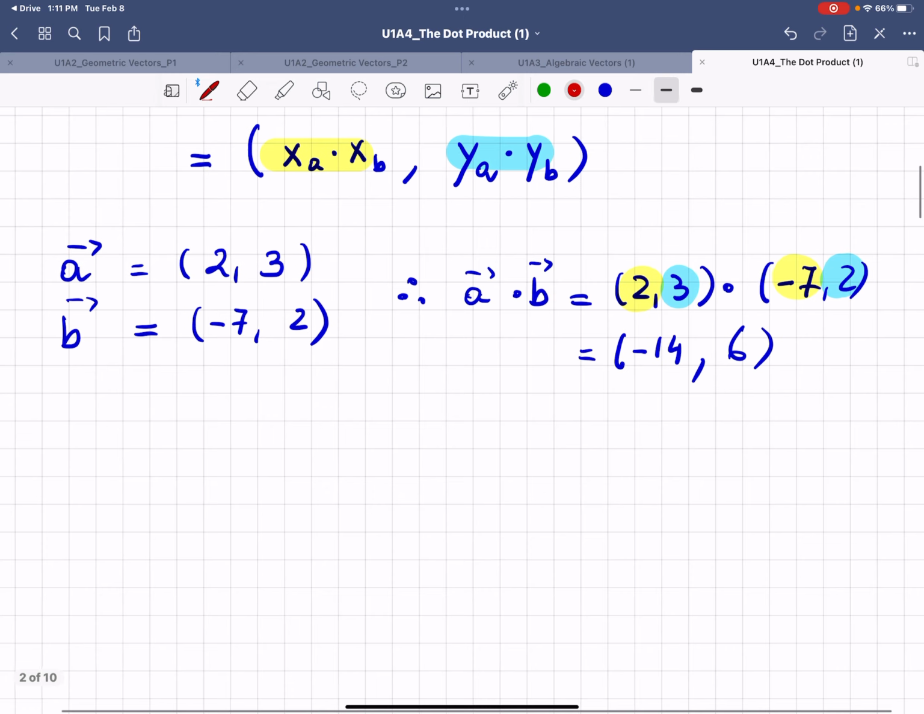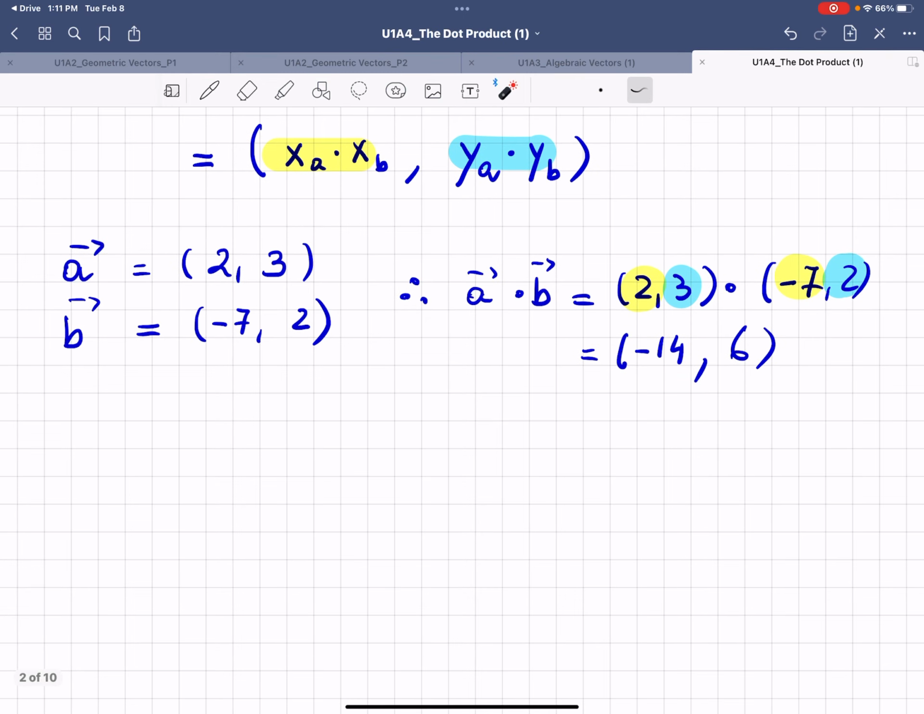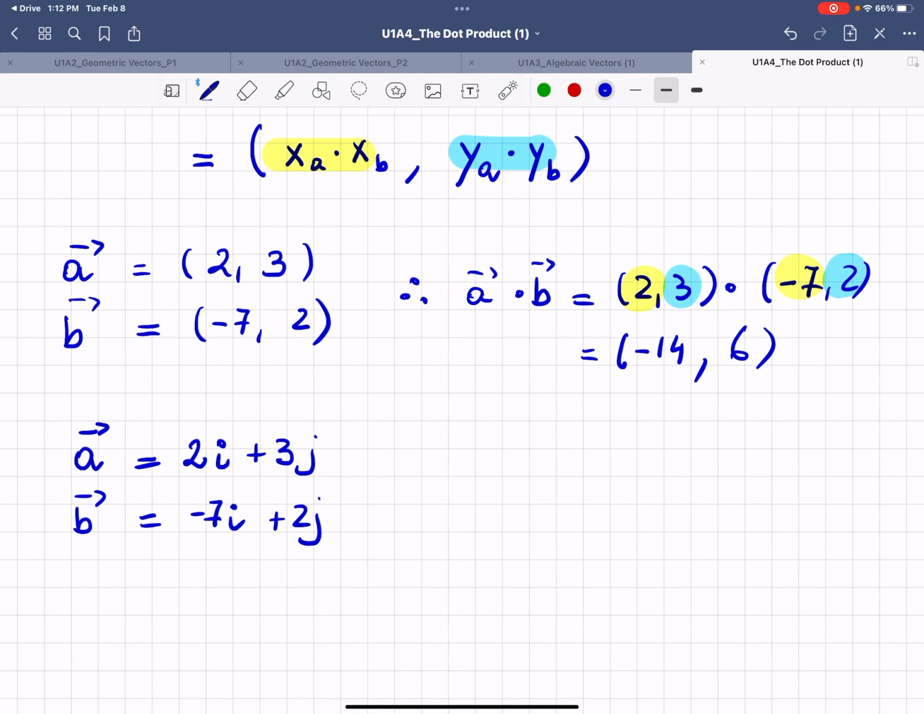What we had in here were coordinates. So remember that the vectors we worked with here were in component form, but most of the time we work with vectors in standard form. If vector A, the same vector A here, were expressed in standard form, it would be 2i plus 3j. And vector B, that same vector B from the previous example, would be -7i plus 2j.